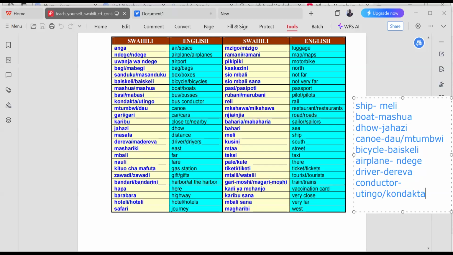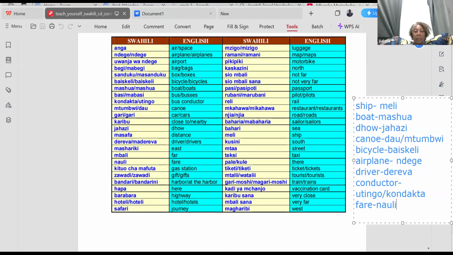Now we have things like, for example, the fare, the bus fare. The fare we call nauli. Nauli is the bus fare we use. That's the bus fare. So we have dereva, we have conductor, then we have nauli.